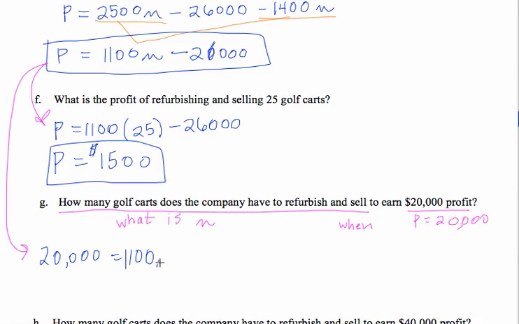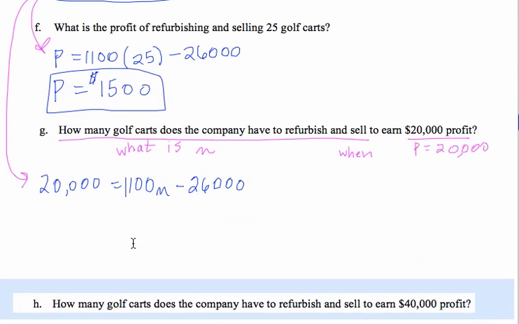So it's 1,100 N minus 26,000. Okay, so now we need to solve this linear equation. The numbers are kind of big, but that's okay. We're going to need to move this negative 26,000 over to the other side, over here to the left, in order to get the 1,100 N by itself. So I'm going to start by adding 26,000 to both sides.